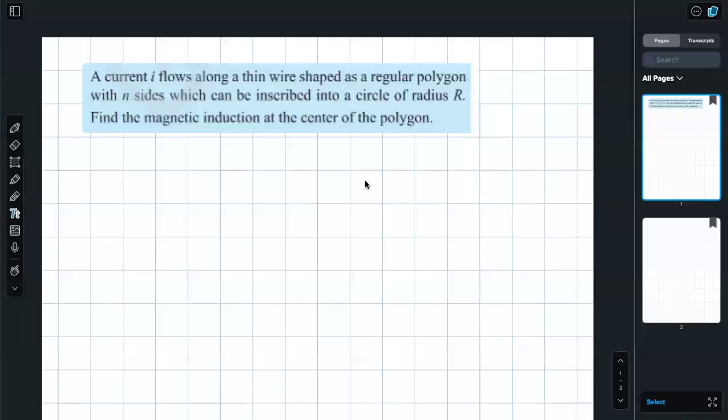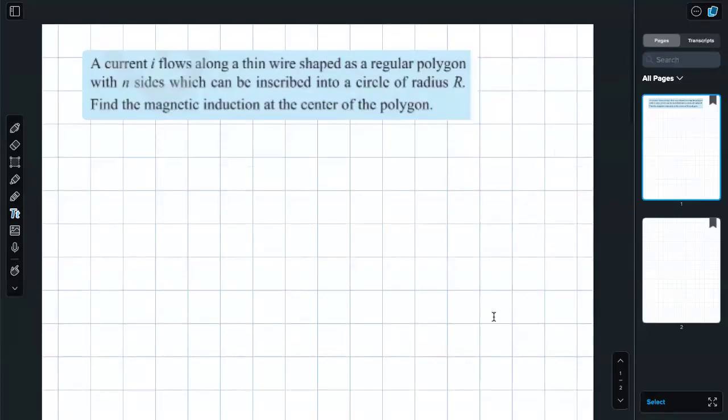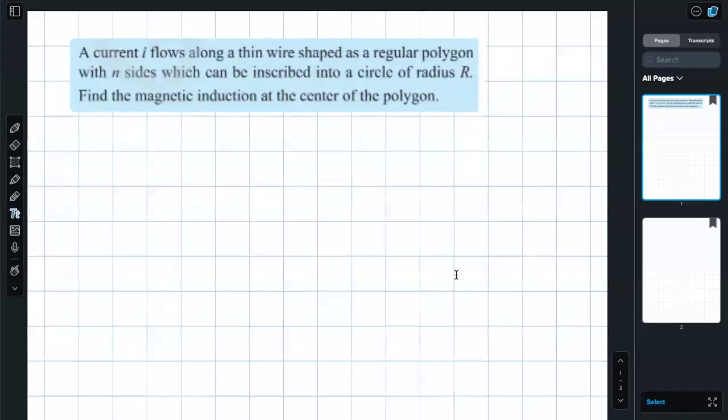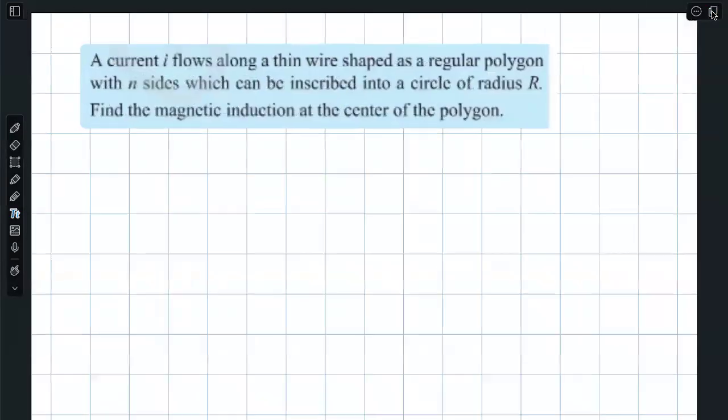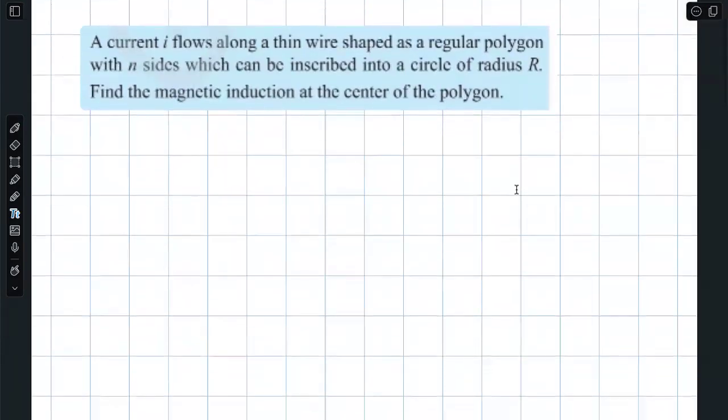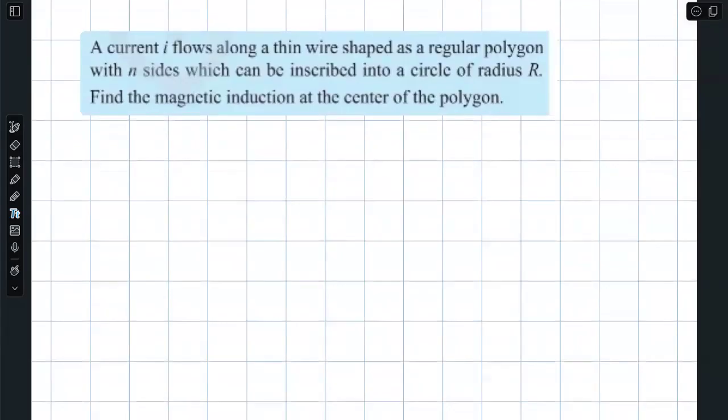So, in continuation to our previous class, here we have a question. A current I flows along a thin wire whose shape is a regular polygon with n sides, which can be inscribed in a circle of radius r. Find the magnetic induction at the center of the polygon. That is the question given to us.